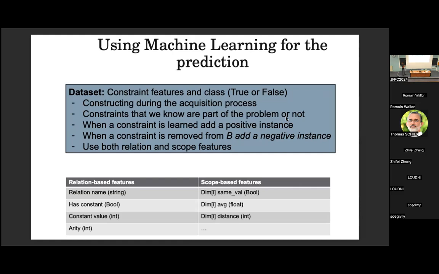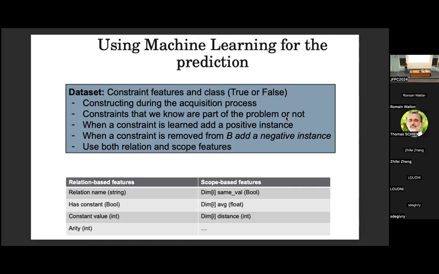And so that's what's written here. So when a constraint is learned, you add it to the positive instances, and when it's removed from B, you add it to the negative instances. All right. So that defines the labels. But now, what is that feature representation? As always, the feature representation is key because it defines what kind of expressivity, in a statistical way, the machine learning model has.